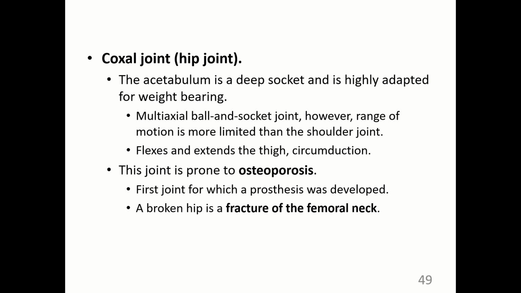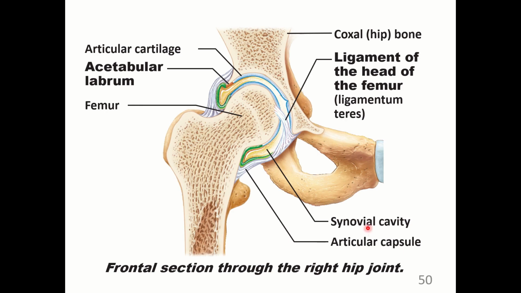This joint is prone to osteoporosis. The first joint for which a prosthesis was developed was the hip joint. A broken hip is actually a fracture of the neck of the femur. This shows the head of the femur fitting into the acetabulum.